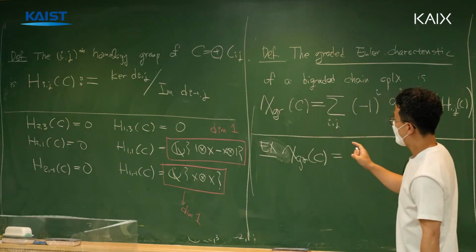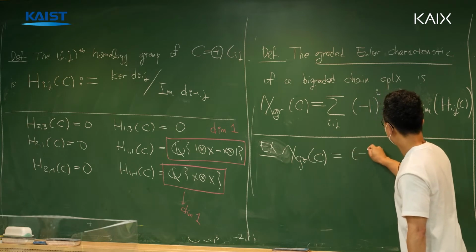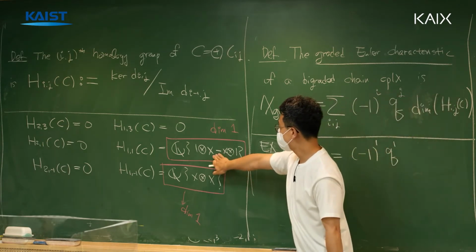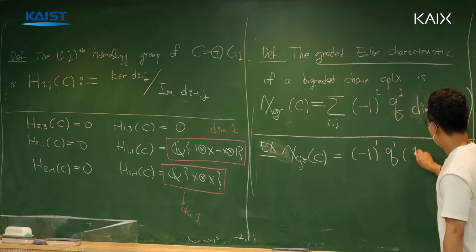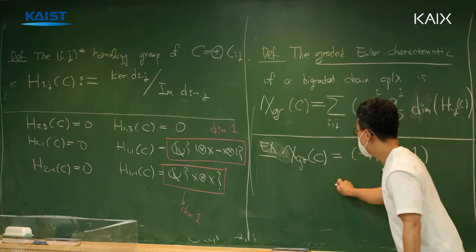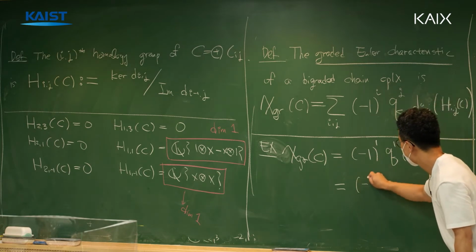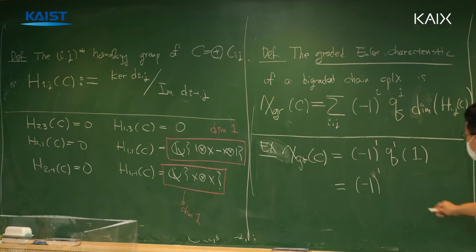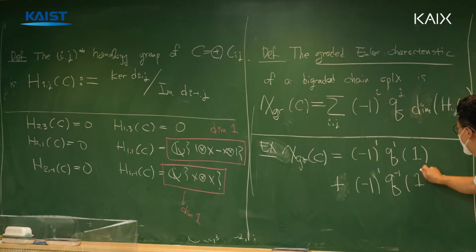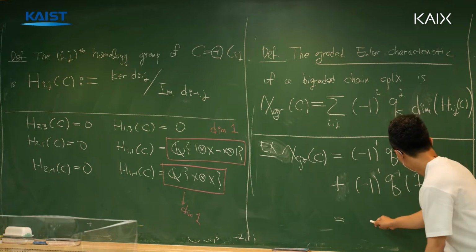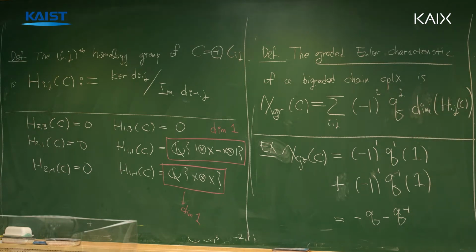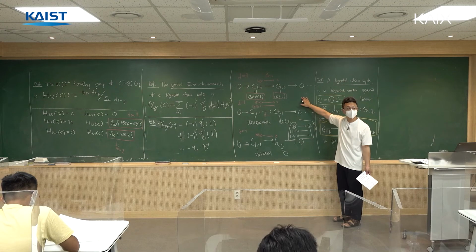So for this, i is equal to 1, so minus 1 to the 1. Quantum grading is 1, so I have q to the 1. And dimension of this homology, h 1,1, is equal to 1, so I multiply 1 for that term over there. Okay. For h 1, minus 1, homological grading is 1, so I have minus 1 to the 1. And for the quantum grading, I have q to the minus 1. And dimension of that is also 1. So if you write this out, this is going to be equal to minus q inverse. So this will be the graded Euler characteristic of this bi-graded chain complex. Okay.